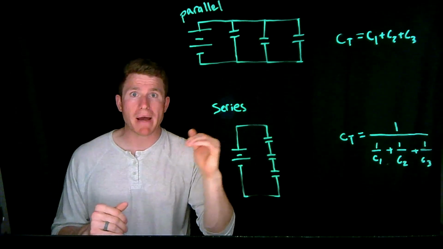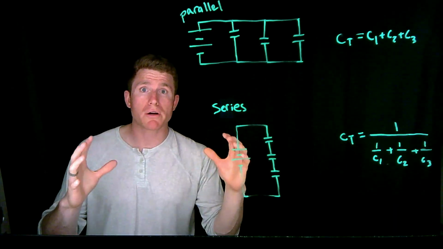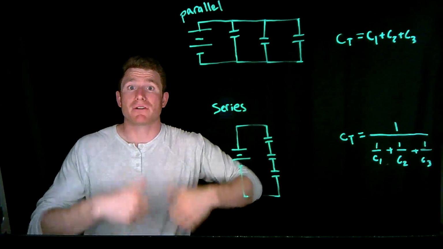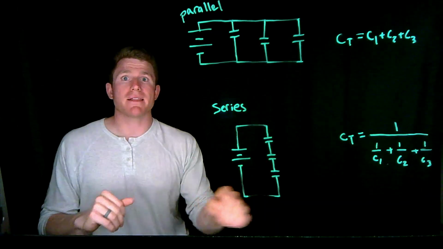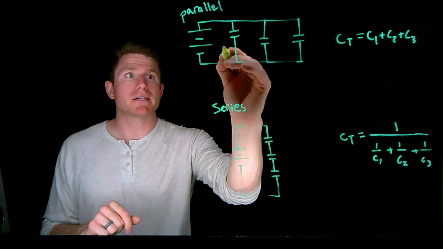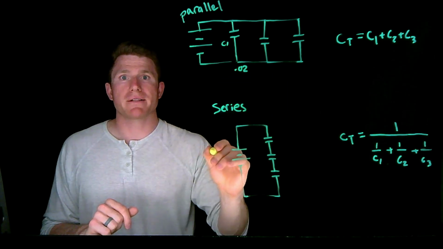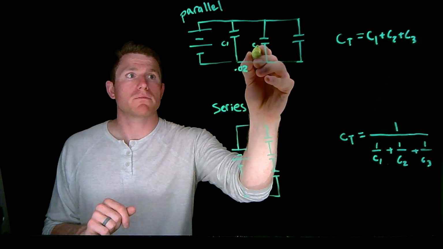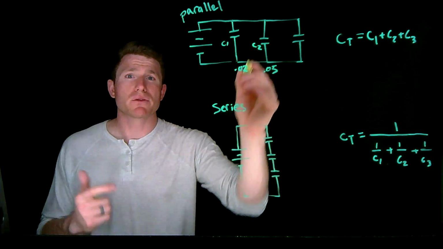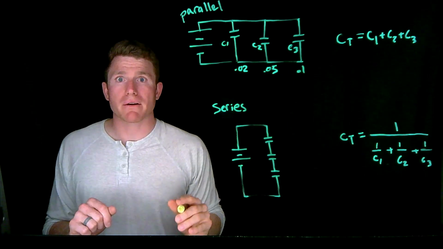So let's first start with the capacitors that are connected in parallel with each other. When they're connected this way, the total capacitance of the circuit, the amount of electricity that can be stored, goes up. So in this circuit, let's say there are 3 capacitors, and each one is rated to hold a certain amount of electricity. We'll say capacitor number 1 can hold 0.02 microfarads. Capacitor number 2 can hold 0.05 microfarads. And capacitor 3 can hold 0.1 microfarads.